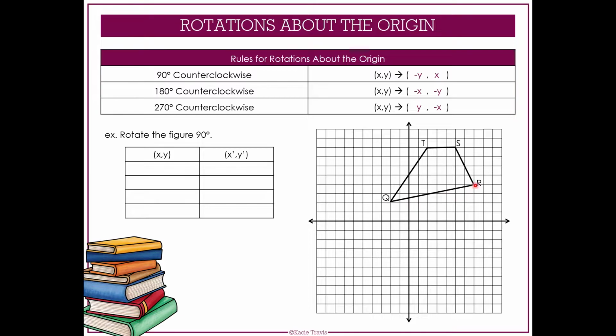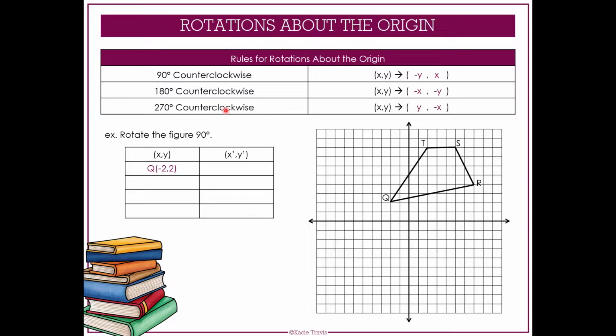We've got QRST. We're going to have to look at each of these points here and rotate them 90 degrees. So, with a 90-degree rotation, the X and Y switch positions and the Y changes its sign. Let's look at our points.